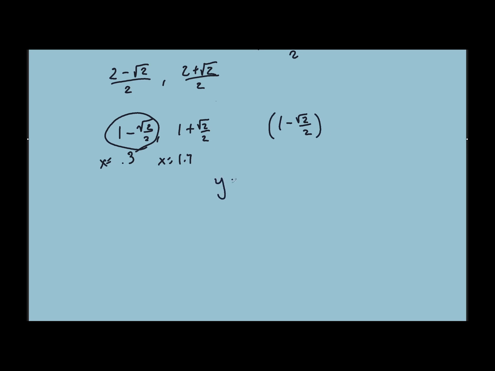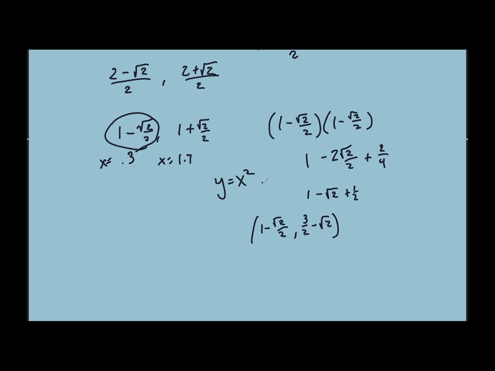And since y equals x squared, we'll just FOIL this. We get 1 minus 2 root 2 over 2, so of course that'll cancel, plus 2 over 4. So we get 1 minus root 2 plus a half. So we'll say 3 halves minus root 2 for our y value. And our x value is what? 1 minus root 2 over 2.